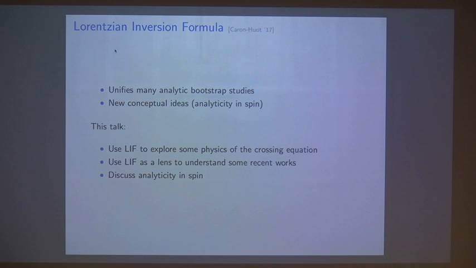So one of the big developments in this field that's led to a lot of new understanding was the introduction of a Lorentzian inversion formula by Caron-Huot. The Lorentzian inversion formula unifies many different analytic bootstrap studies that people have undertaken in the last few years. And it also introduces some new conceptual ideas, in particular analyticity in spin. So in this talk, I will use the Lorentzian inversion formula to explore some of the physics of the crossing equation, try to pick apart how it works, and give you some examples of the kind of things that you can deduce from it, and in part convince you that the Lorentzian inversion formula is a very efficient tool for getting this information.